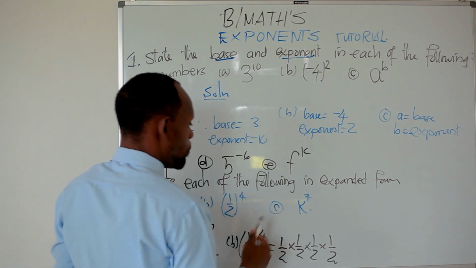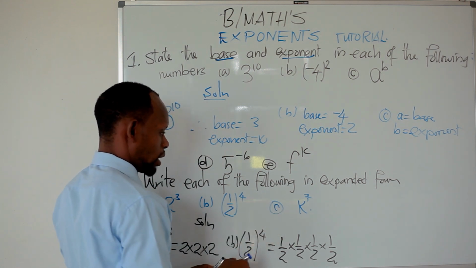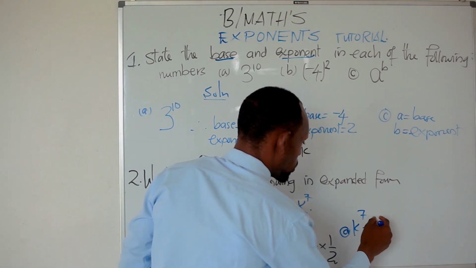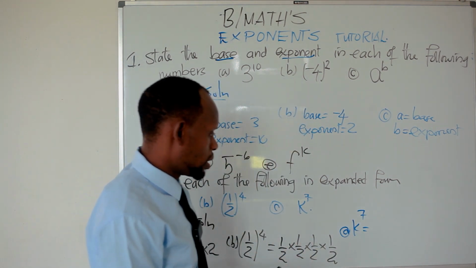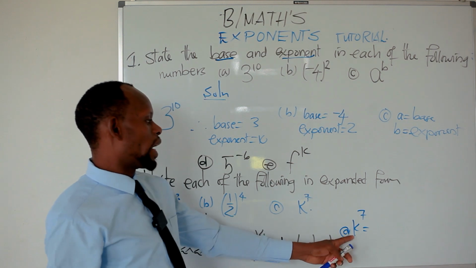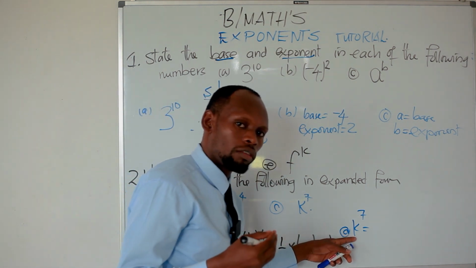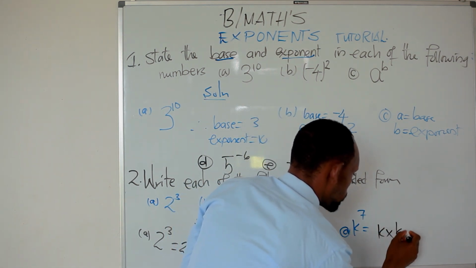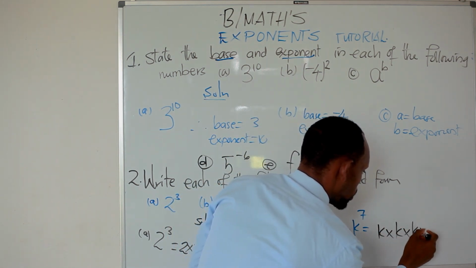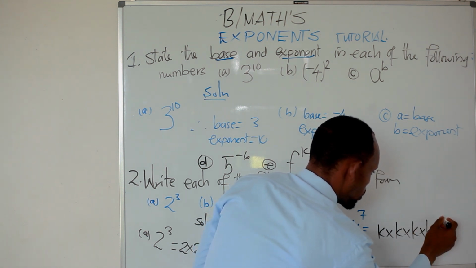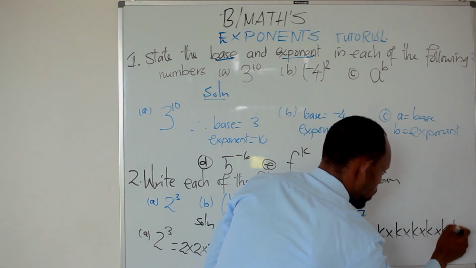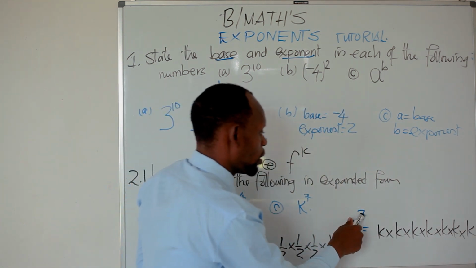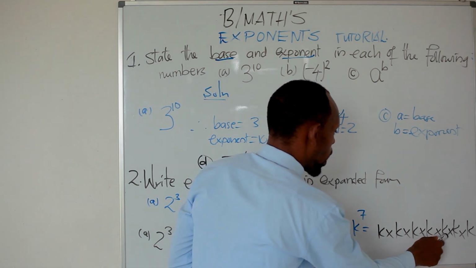And the expanded form for C, K exponent 7. If the exponent is 7, K will multiply itself 7 times. So this is K times K times K times K times K times K times K. So that is 7: 1, 2, 3, 4, 5, 6, 7.